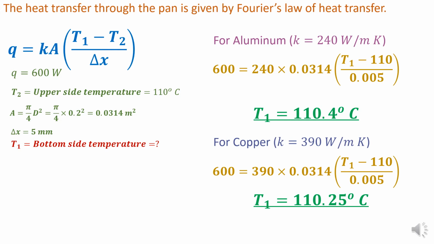In case of aluminium, the bottom side temperature which is exposed to the stove is 110.4 degrees centigrade, and in case of copper, the bottom side which is exposed to the stove is at 110.25 degrees centigrade.